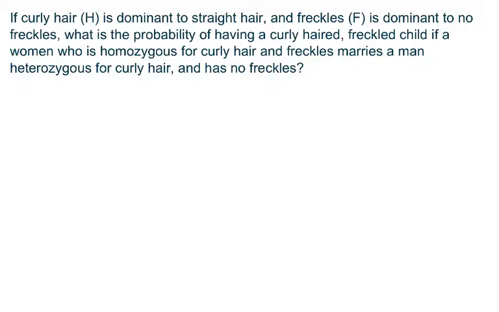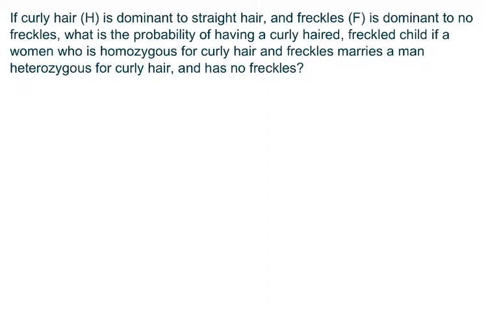So the problem says, if curly hair, capital H, is dominant to straight hair, and freckles, capital F, is dominant to no freckles, what is the probability of having a curly-haired, freckled child if a woman who is homozygous for curly hair and freckles marries a man heterozygous for curly hair and has no freckles?